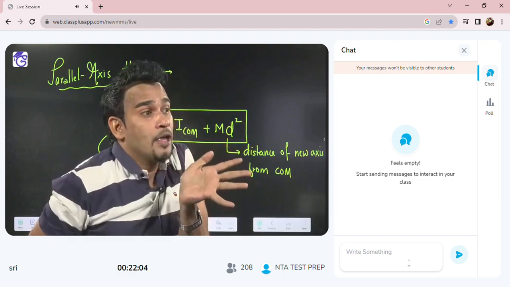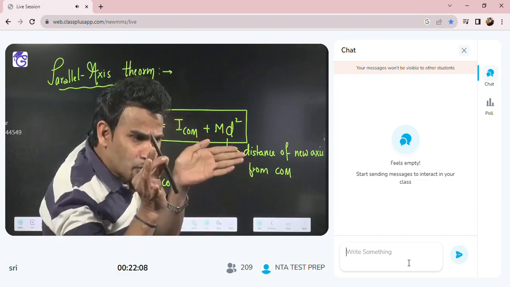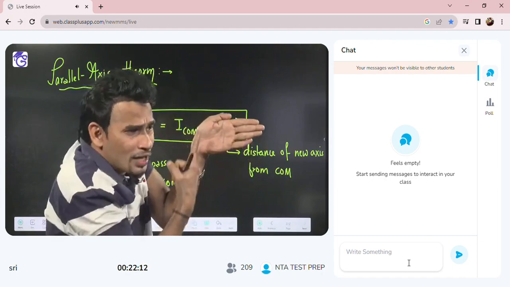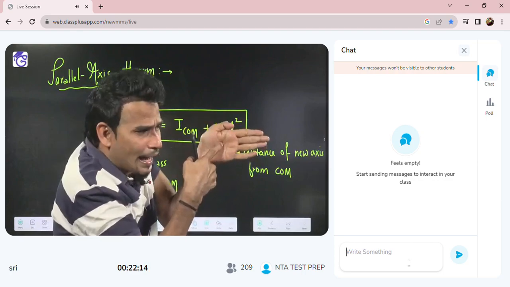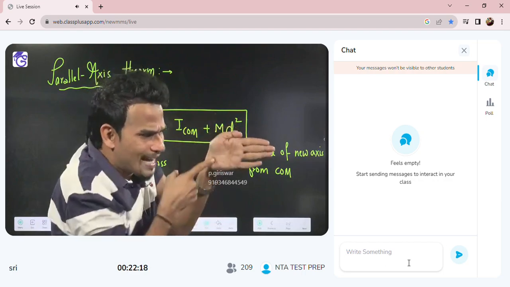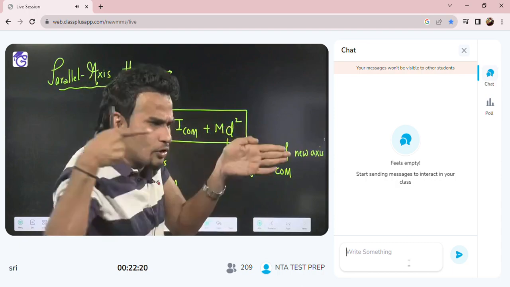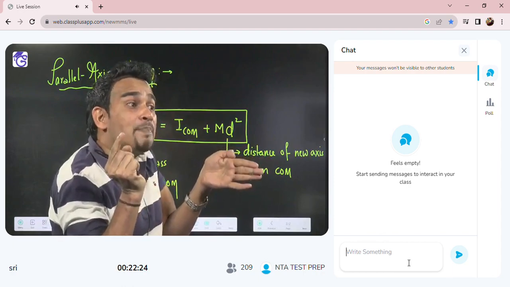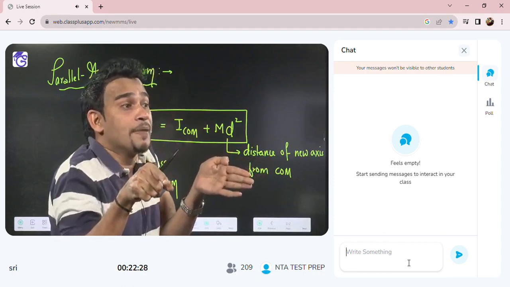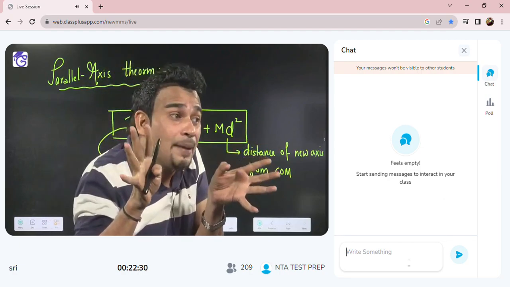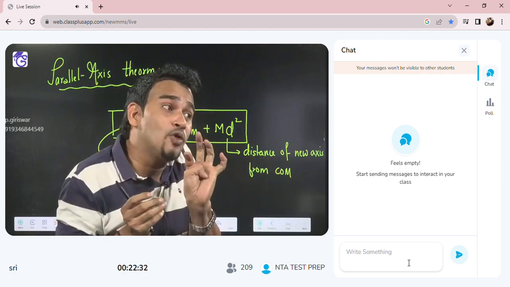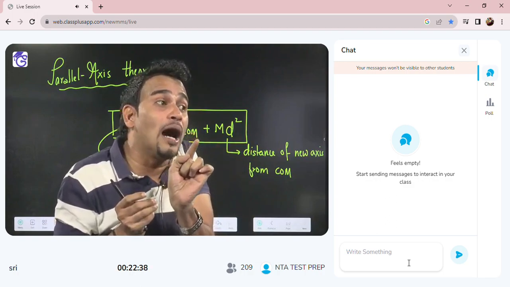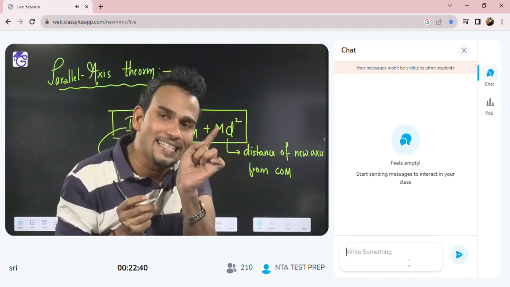Always remember, through the center you can pass 100 axes. For example, through the center of my hand I can pass 100 axes. This axis also, this axis also. Then which axis do I have to take for moment of inertia? Through the center of mass 100 axes can pass. Which axis do I have to consider? That axis must be parallel to our new axis. That's why the name is parallel.